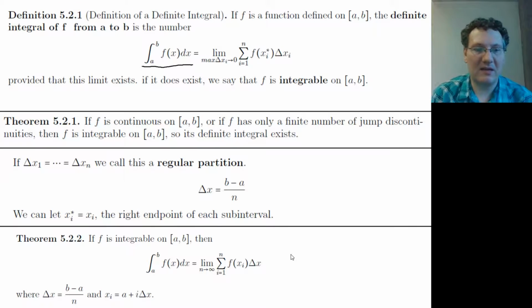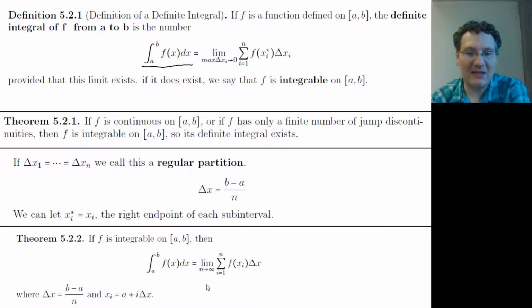Okay, so this is a theorem now, with this more simplified version of the definition of a Riemann sum. If the function is integrable, then its definite integral can be found by taking the limit as n goes to infinity of the Riemann sum of f of xi times delta x, where xi is the right endpoint, and delta x is the width of these regular partitions.